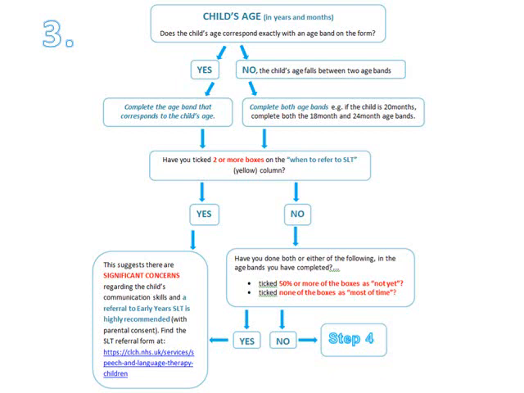If not, then you can check if you have done both or either of the following. Have you ticked 50% or more of the boxes as not yet? And or have you ticked none of the boxes as most of the time? If yes, this would also suggest that there are significant concerns regarding the child's communication skills, and a referral to early years speech and language therapy is highly recommended with parental consent. If not, you can continue on to step 4.